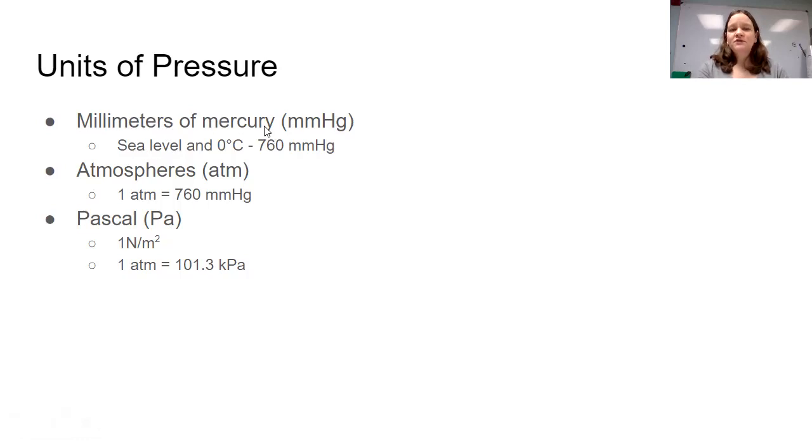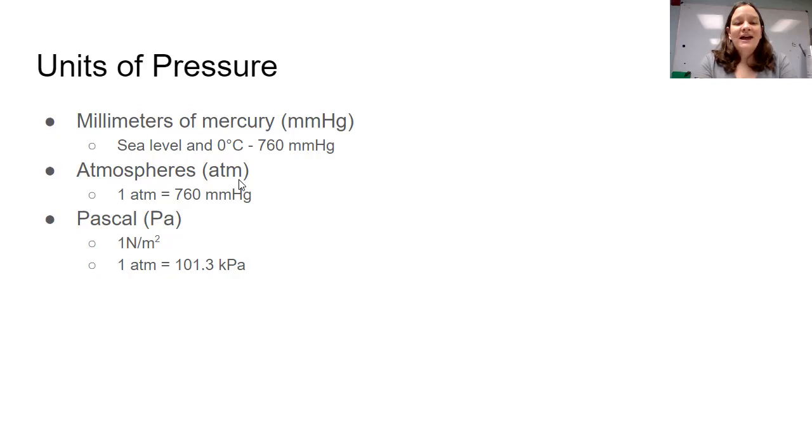So we've already talked about millimeters of mercury. If you are at sea level and 0 degrees Celsius, then the atmospheric pressure would be 760 millimeters of mercury. We've already discussed in the last chapter that if you were not at sea level, as you go up in elevation, the atmospheric pressure is going to decrease.